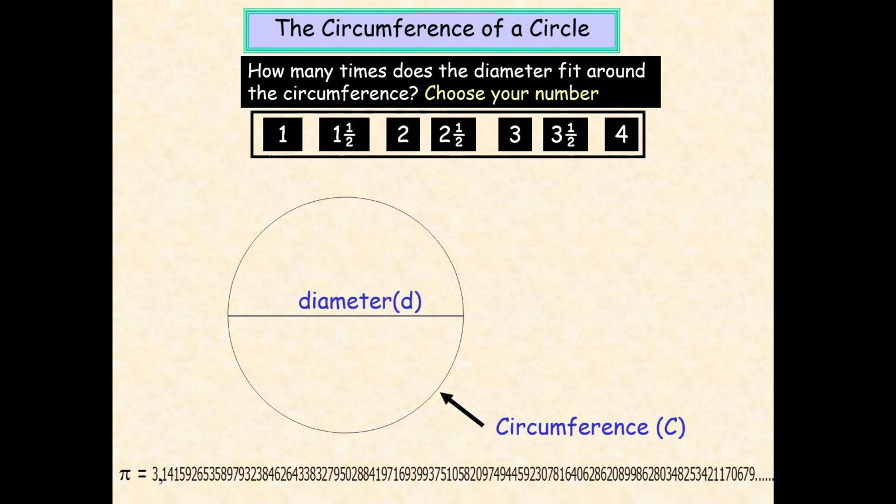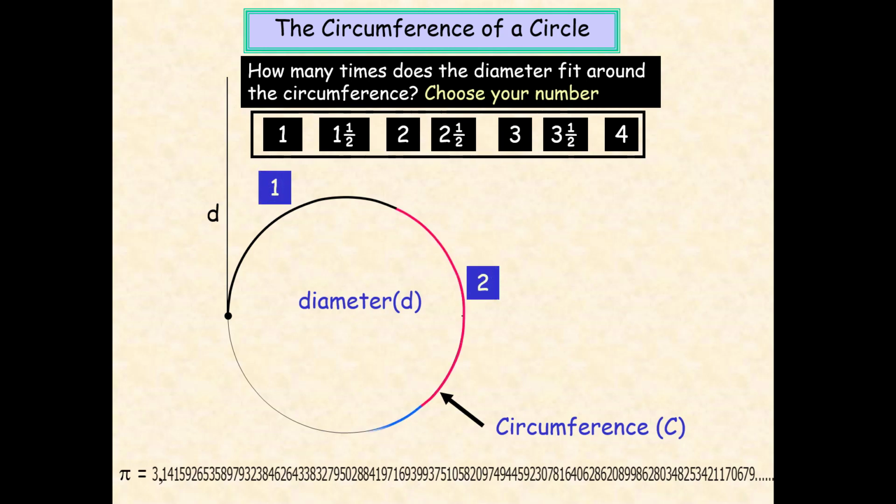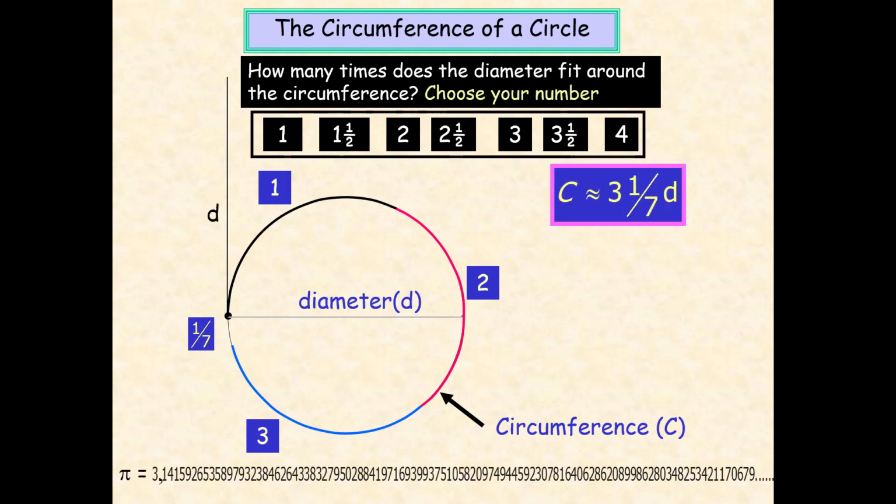So guess, how many times does the diameter fit around the circumference? Choose your answer. Let's take out the diameter and fit it into the circumference. Once, twice, 3 times and a little bit. In fact, exactly 3 1/7 or 22/7. And this is called pi. This is a special number. It's an irrational number, and you will learn later that pi is an irrational, non-recurring decimal.